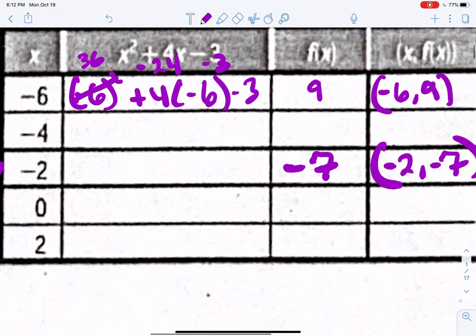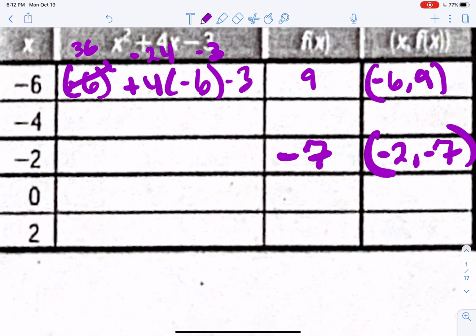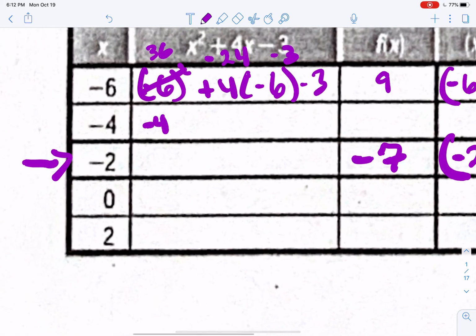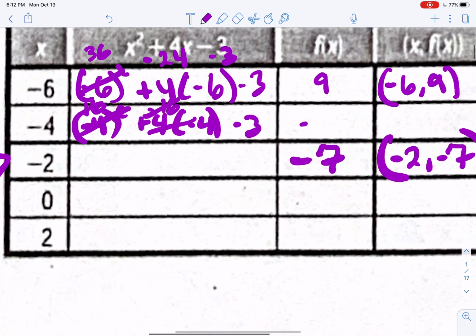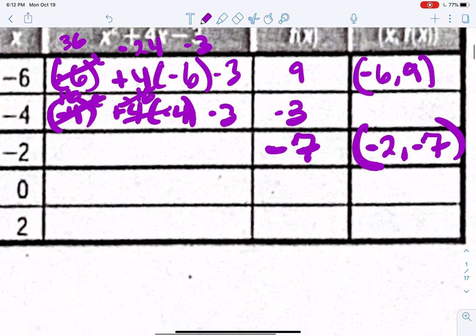So I would have the point negative 6 comma positive 9. That's that coordinate, okay? Negative 4, if I plug negative 4 in, negative 4 squared plus 4 times negative 4 minus 3. Negative 4 squared is going to be positive 16. 4 times negative 4 is negative 16. So those are just going to cancel each other out. And then I have negative 3. So negative 3 is the y-coordinate for that. I have negative 4 comma negative 3.